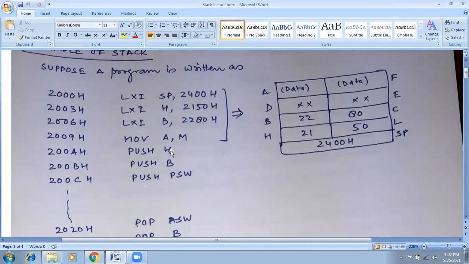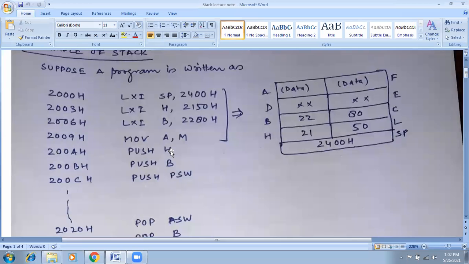The stack pointer content is 2400. So first of all, the stack pointer content is decremented by 1. Whenever it is decremented by 1, this 2400 will become 23FF. Why? Because when you subtract 1 from 2400, you get 23FF. Now 23FF will be the stack top location, which is represented by the stack pointer, because you have decremented the content of the stack pointer by 1. So the stack pointer will become 23FF.